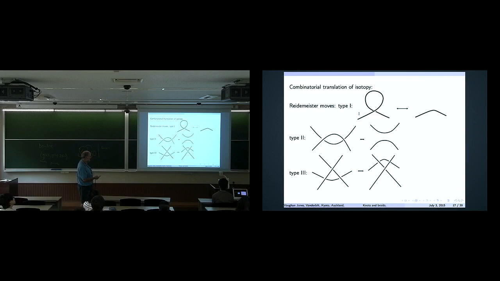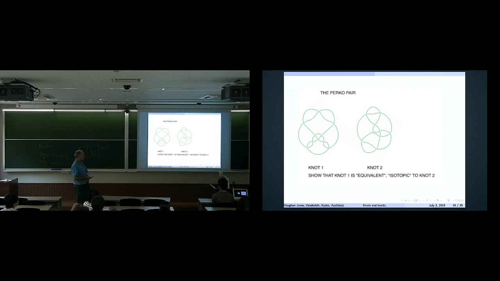And in fact, the link with this Perko pair is an interesting story. The reason Perko discovered this Perko pair is that he wanted to go on and do 11 crossings. The table up to 10 crossings existed. There are a lot more knots with 11 crossings than 10 crossings, so he had to have some fairly powerful tools, some very powerful invariants at his disposal.